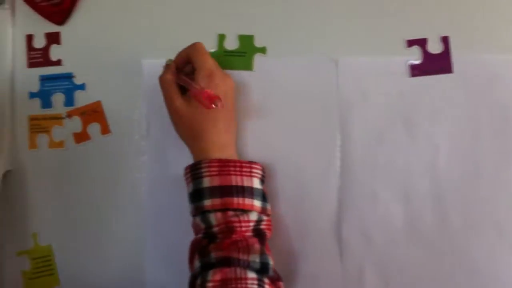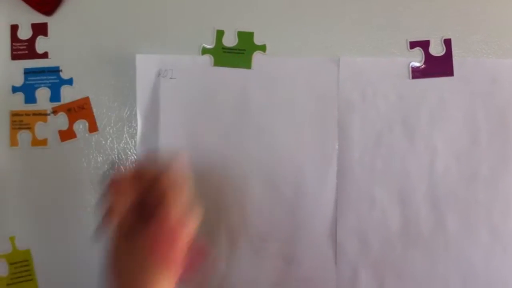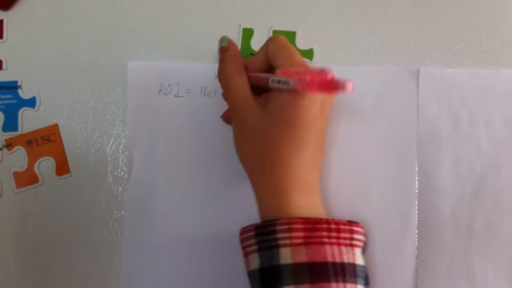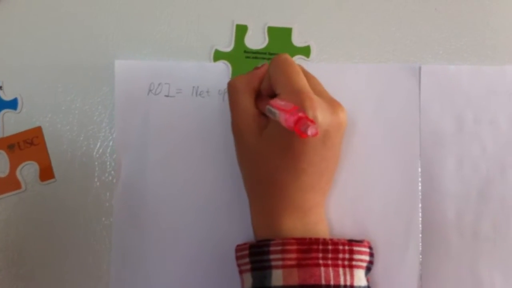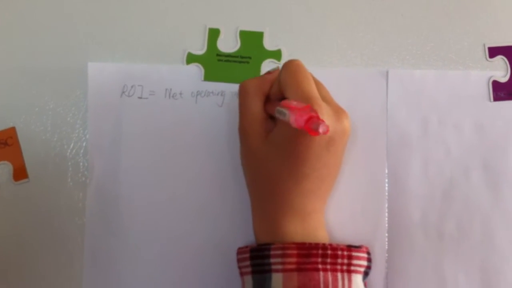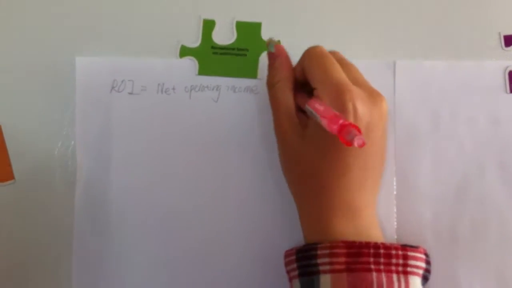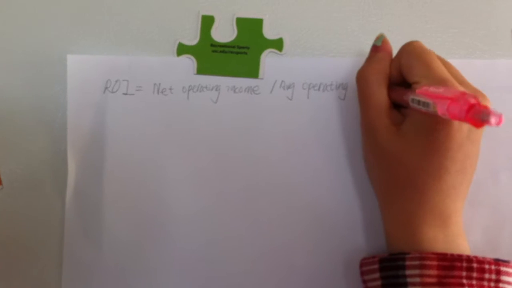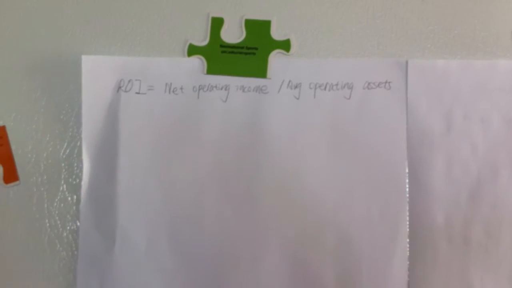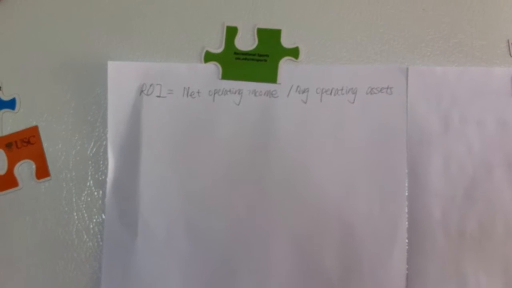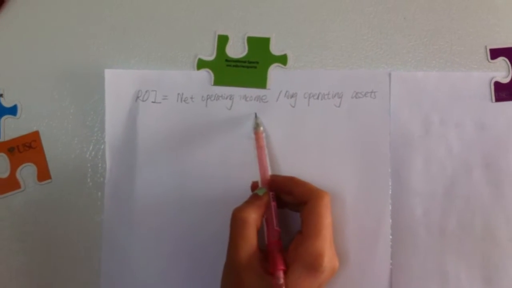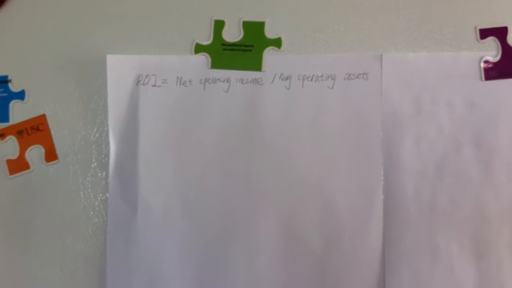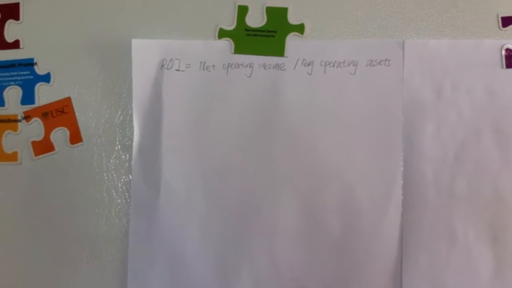Return on investment, abbreviated by ROI, is basically the net operating income divided by average operating assets. This tells us how much profit we are obtaining from our operating assets. It can also be broken up into two parts.